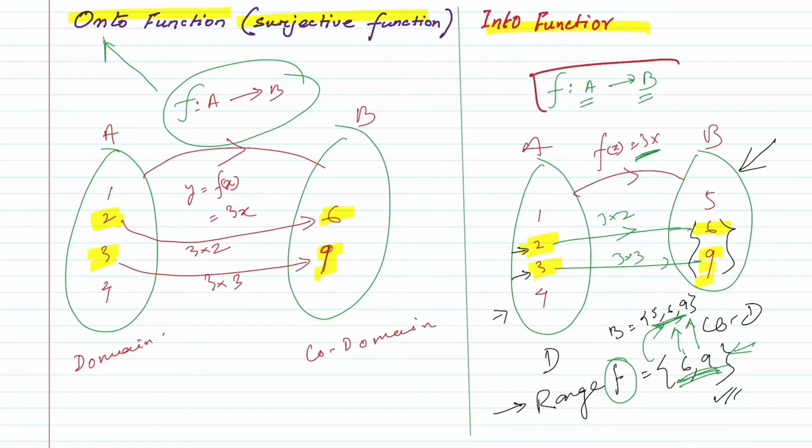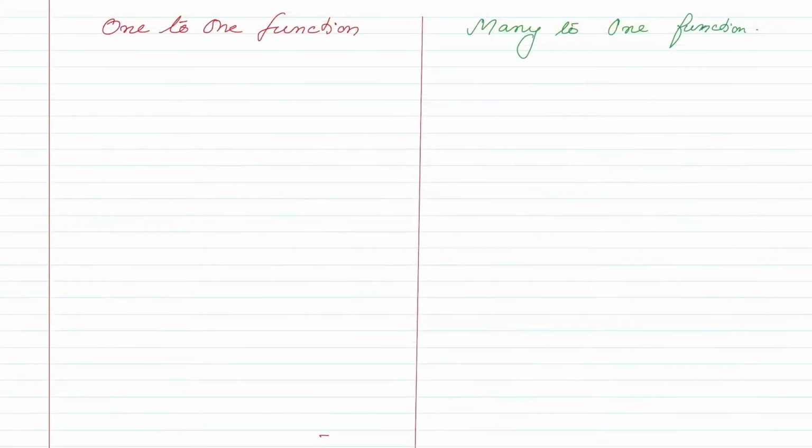Now in this case, this function f is said to be an into function. Okay, it is called an into function. Hope you have understood the difference between onto function and into function. Now let us discuss one-to-one function and many-to-one function.